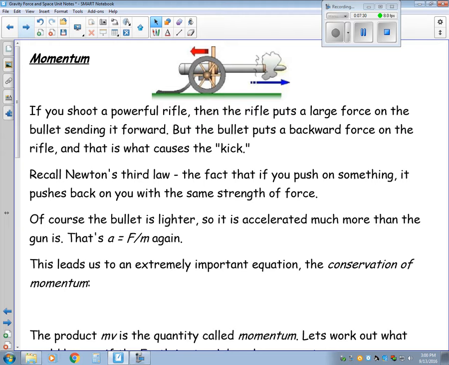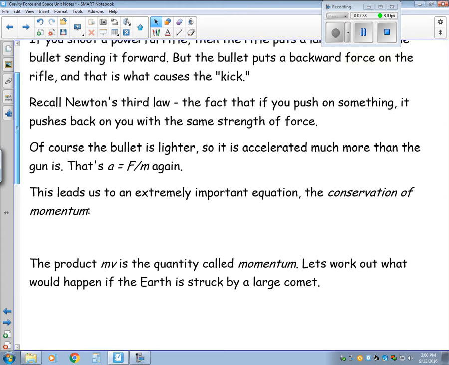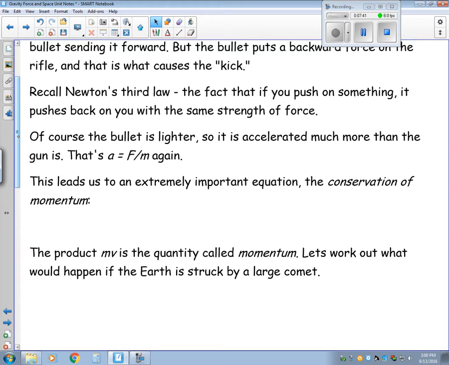Now, the bullet's lighter, so it's accelerated more than the gun. Acceleration equals force divided by mass. So if you think about it, if you're firing a gun, the bullet gets a very large acceleration because it has a force over a very small mass. You, because the gun pushes on you, get a small acceleration because you have that same force, but you have a much bigger mass.